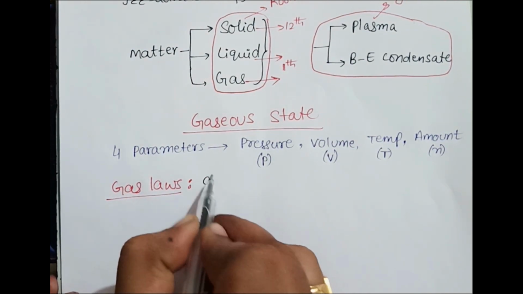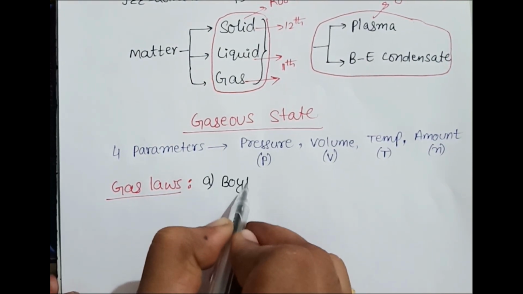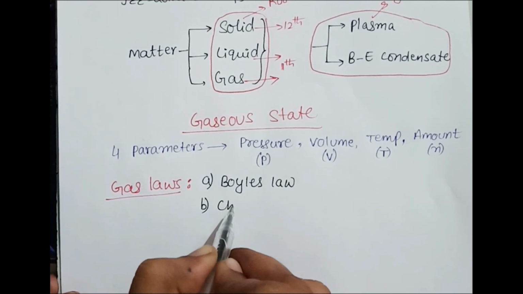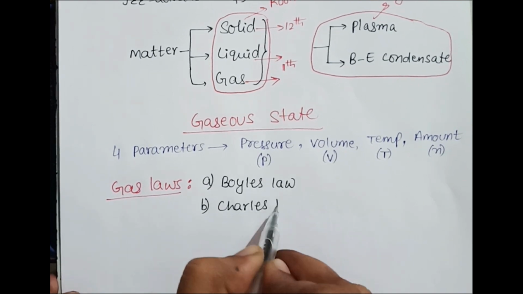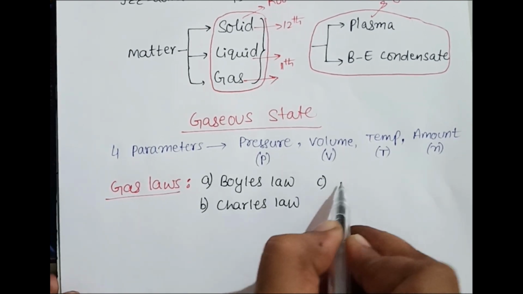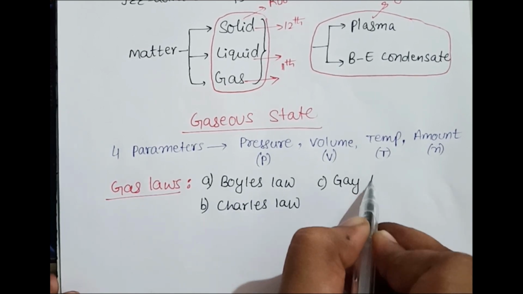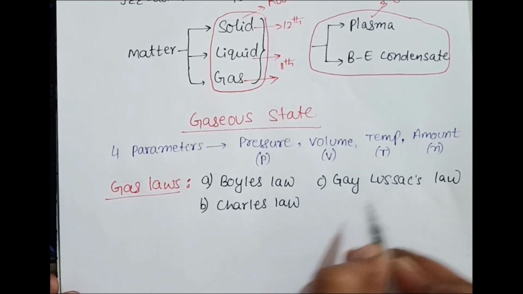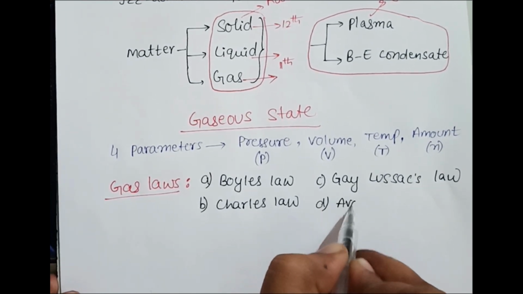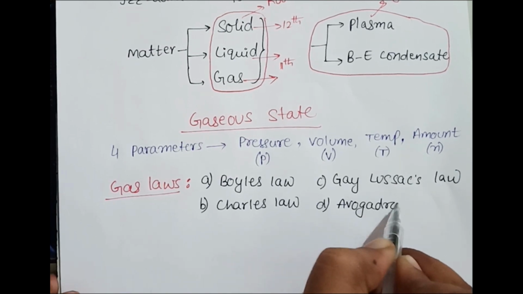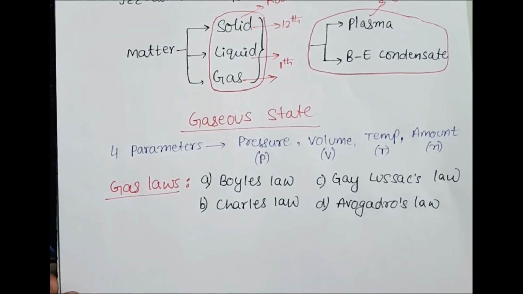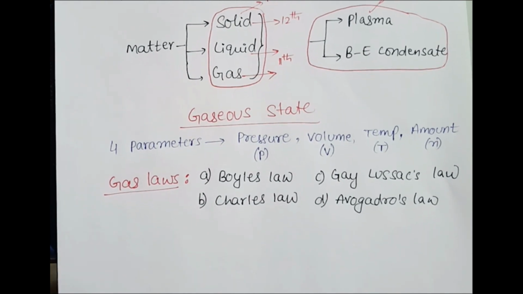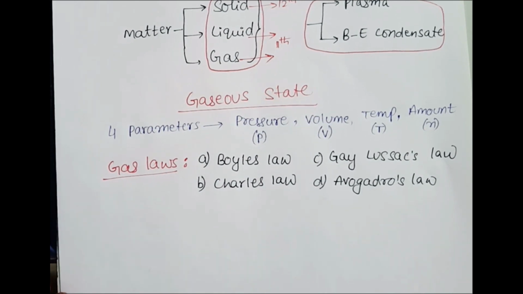We have 4 gas laws. One is Boyle's law. Next, Charles' law. Next, Gay-Lussac's law. And the last one, Avogadro's law. Without knowing these laws, you cannot proceed further in chemistry as well as physics. So let us talk about each law in detail.